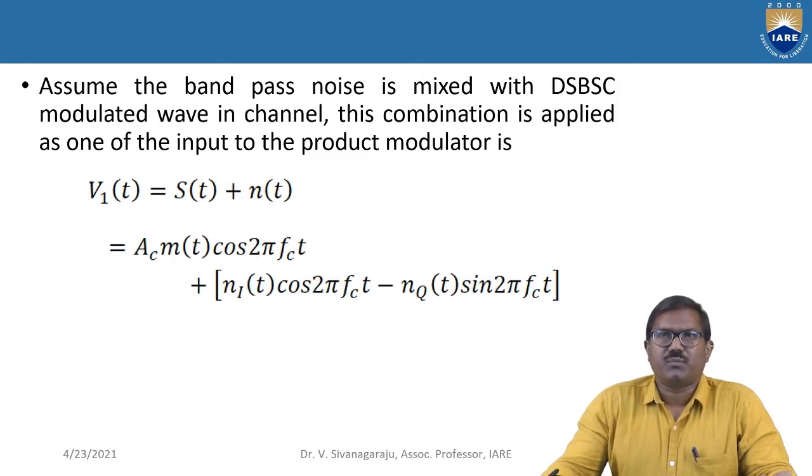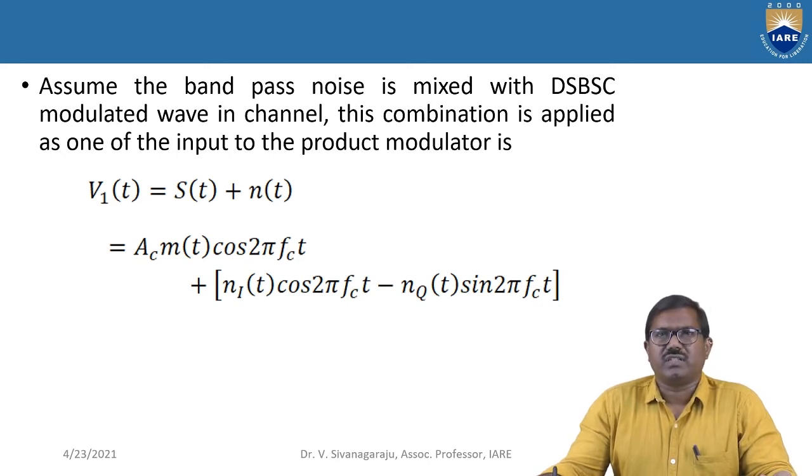Now assume that band pass noise is mixed with the DSB-SC modulated wave in the channel. This combination is applied as one of the inputs to the product modulator. So already we see that V1 of t is equal to S of t plus N of t, where N of t is the narrowband noise which adds. So N of t you can write as Ni of t cos 2 pi fct minus Nq of t sin 2 pi fct. These are the in-phase and quadrature noise components which the narrowband noise has.